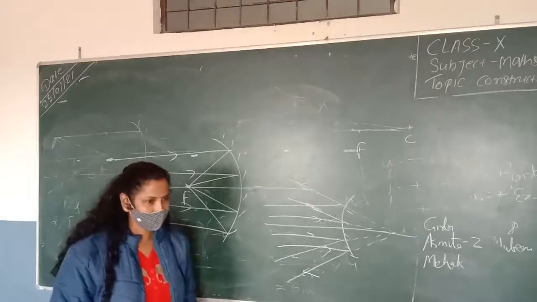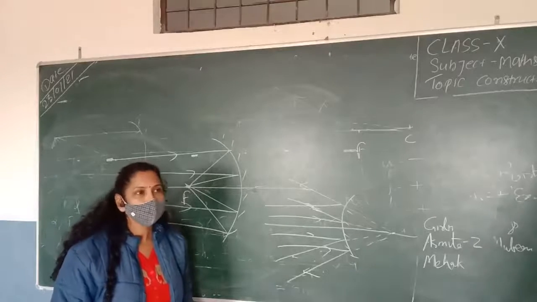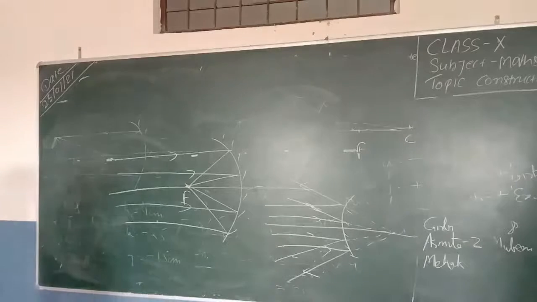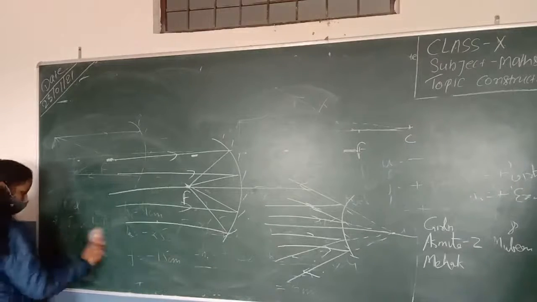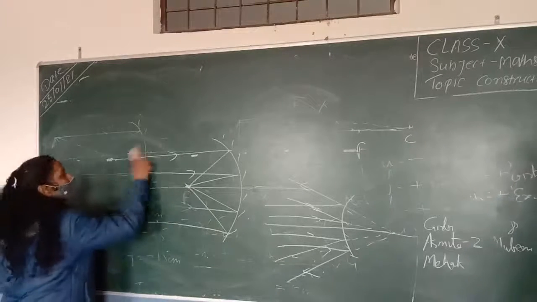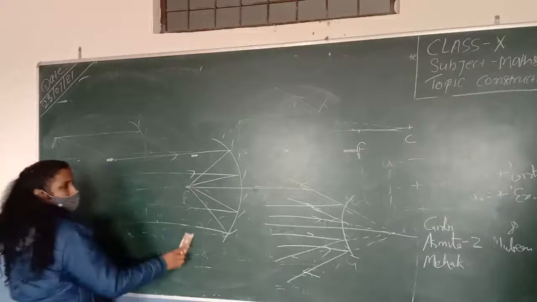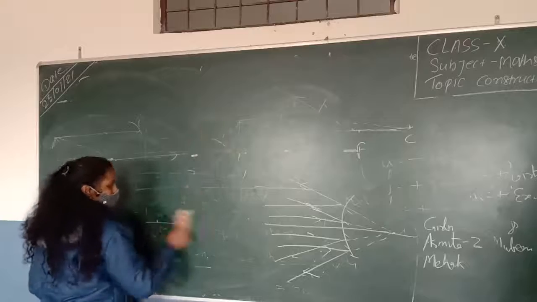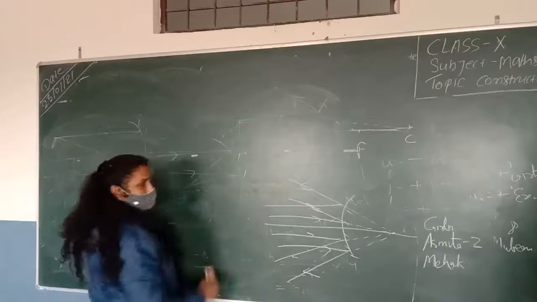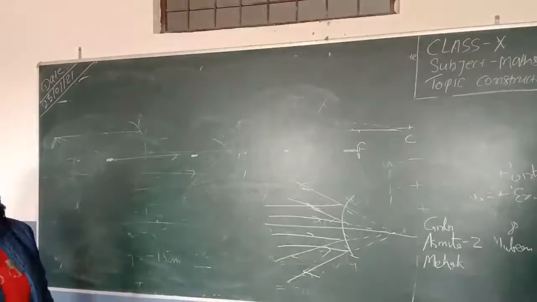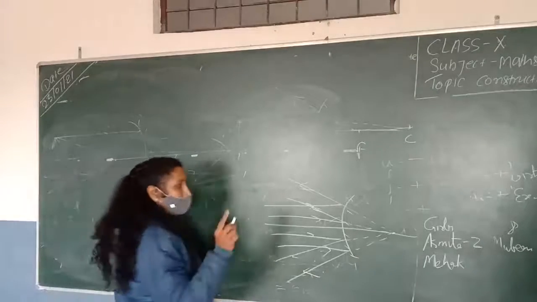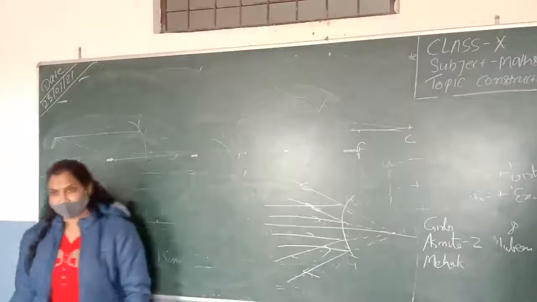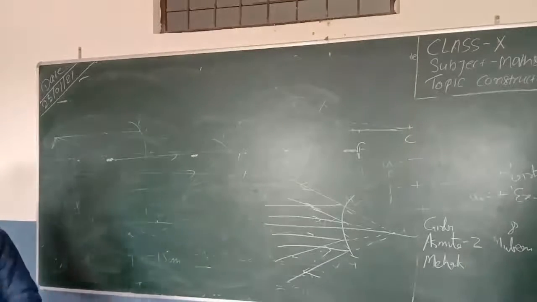Your name? Abhay. Abhay, can you define the principal focus of a convex mirror? The lines which are initially parallel to the principal axis are divergent. They appear to diverge from a point on the principal axis, and this point is called the principal focus of the convex mirror. Okay, sit down.